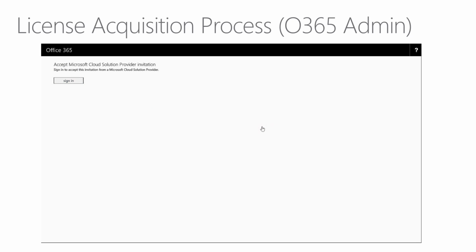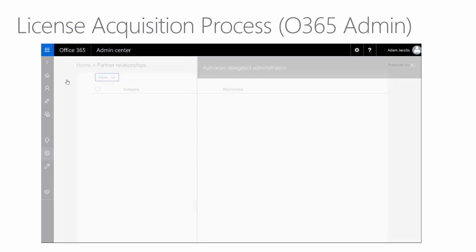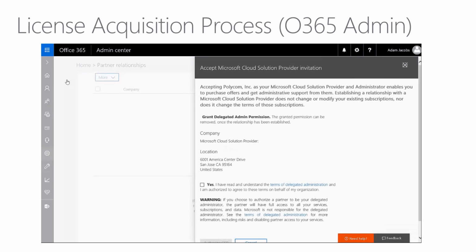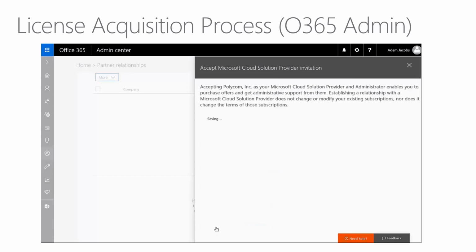Okay, so I'm going to click Sign In here. And because I've already signed in with my admin credentials, these are cached. And it's then going to prompt me to accept the delegated admin rights and the partner agreement. So if I click yes there to accept the agreement, and then authorize Polycom as a CSP.